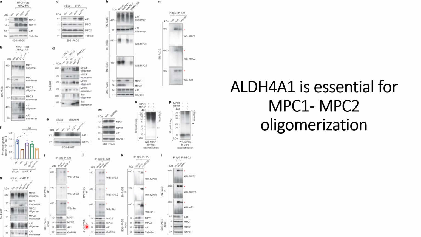And then they wanted to check whether these complex formations would also get affected in these different conditions or not. So what they did is they immunoprecipitated ALDH4A1 in the conditions where MPC2 is knocked down, and they were able to see MPC1 complex formations around 480 kilodalton and ALDH4A1 complex formations around 480 kilodalton, but there are no formations of MPC2, indicating that the native complex structures are formed even when either MPC2 is absent or MPC1 is absent.